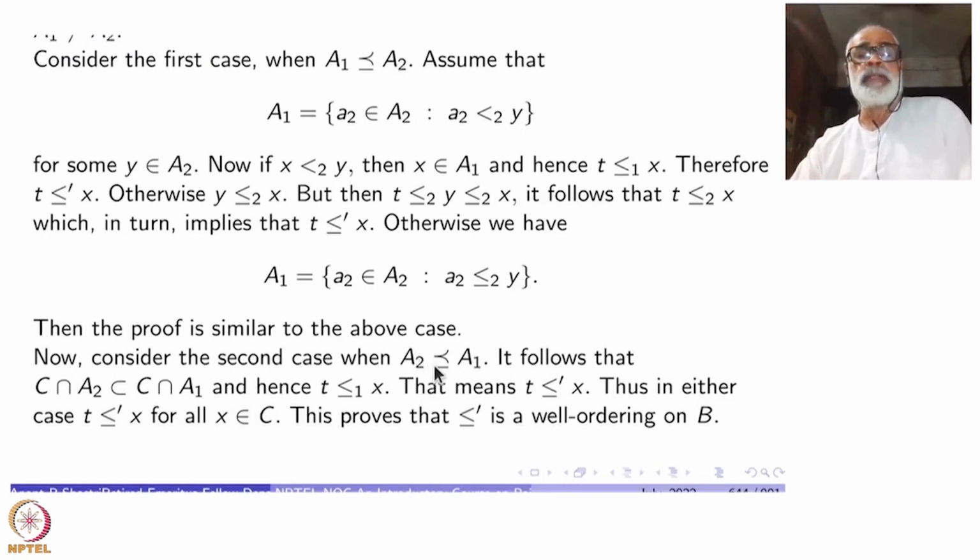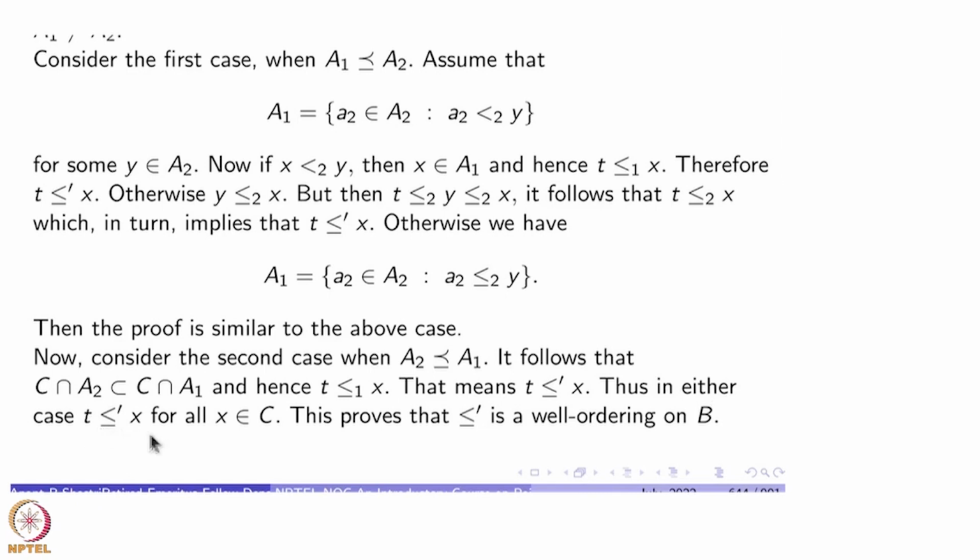Now the second case is the other way around: A2 precedes A1. Then it follows that C intersection A2 is a smaller subset than C intersection A1. It may be equal also, I don't care. Hence T will be less than or equal to this X also, because for all these elements T is smallest. But again T is less than or equal to prime X. So in all these cases you have shown that T is less than or equal to prime X for all X inside C, with no restriction to C intersection A1 now. So this means that B is well ordered.